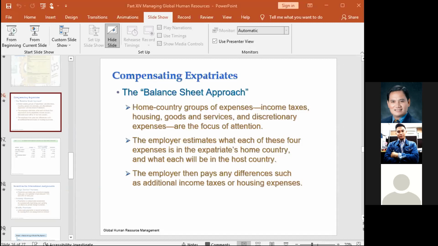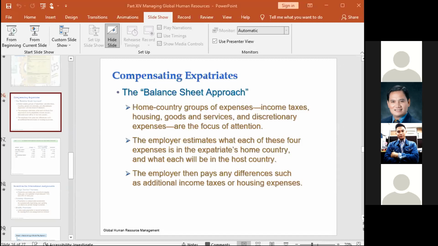Next, what are the steps in establishing a global pay system? First, you develop a global compensation philosophy framework.